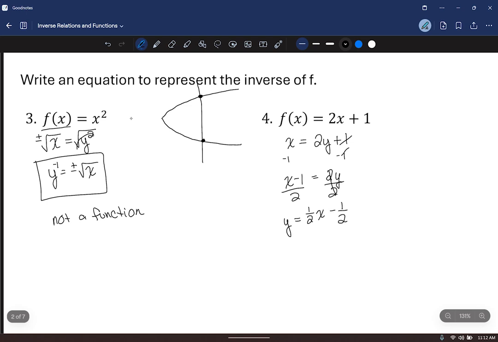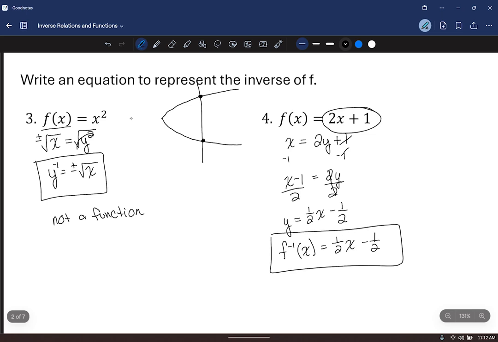All right, and this is linear, and its inverse is also linear. Linear equations are always functions. So let's use our function notation to say that the inverse of f is 1/2 x minus 1/2. So this is a function.